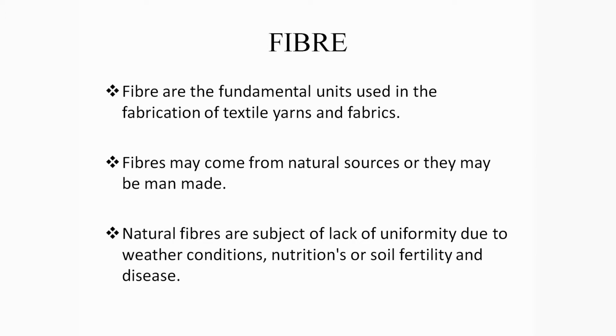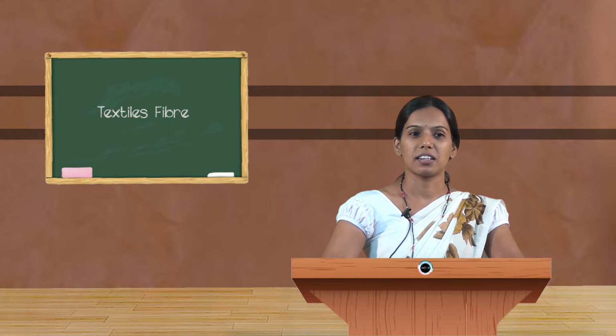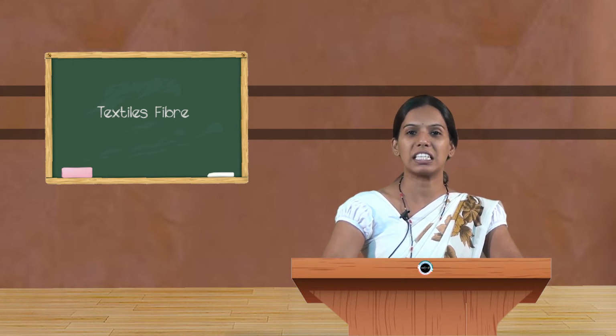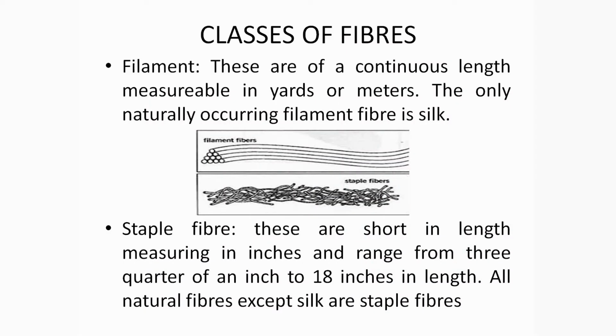Fibers may occur from natural sources or they may be man-made. Natural fibers are subject to lack of uniformity due to weather conditions, nutrition or soil fertility and diseases. Fiber is classified into two groups: filament fiber and staple fiber. Filament fibers are of a continuous length, measurable in yards or meters. The only naturally occurring filament fiber is silk.